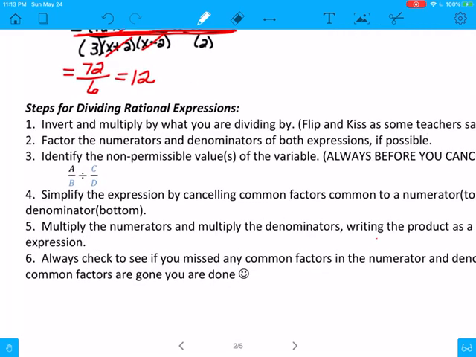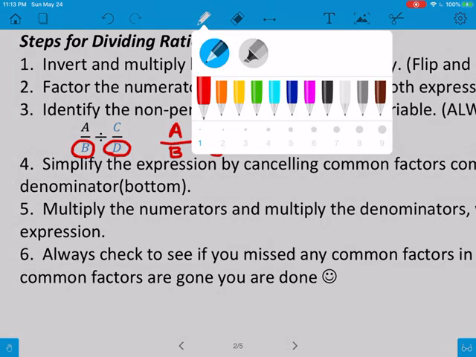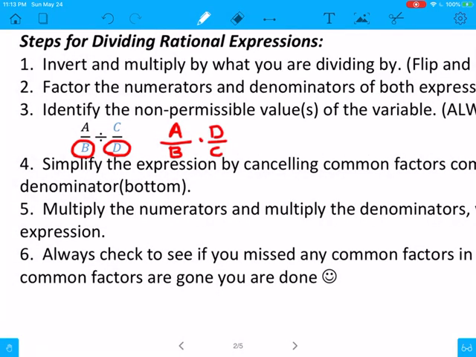So there's a catch with non-permissible values. You have A/B, let's pretend, divided by C/D. Well, you would normally state non-permissible values for both these denominators. That's what we did for multiplication, right? But your next step after you do GCFs and difference of squares is to multiply and flip the next expression. So previous to flipping it, you stated NPVs for B and D, but now after flipping it, you're going to state NPVs for B and C.